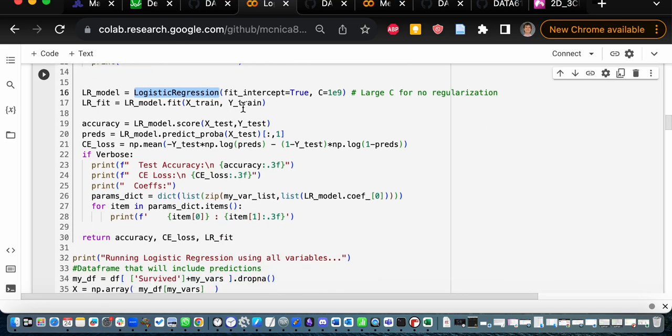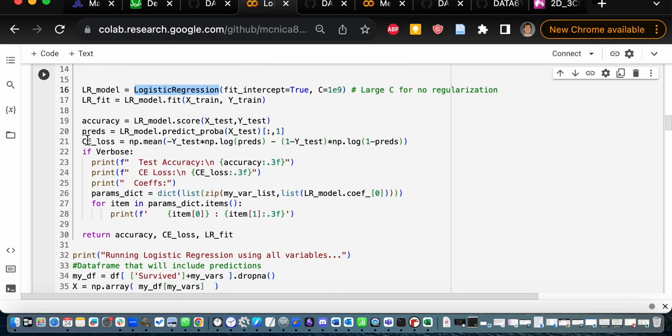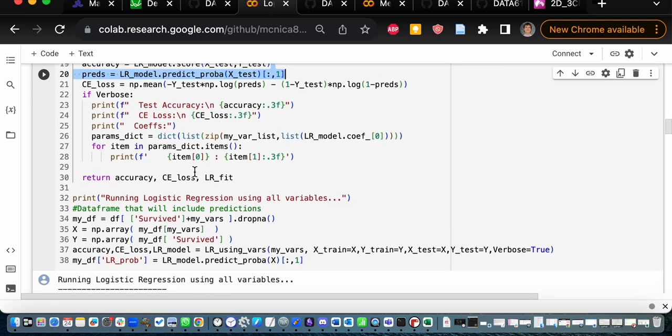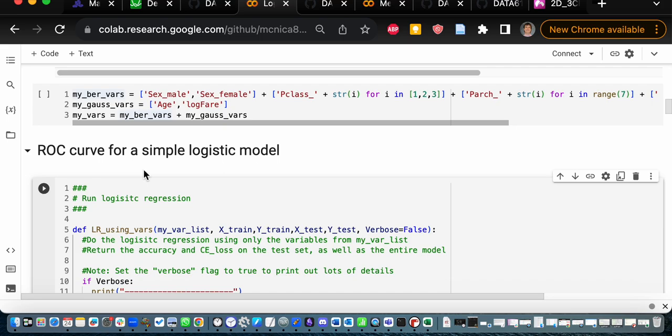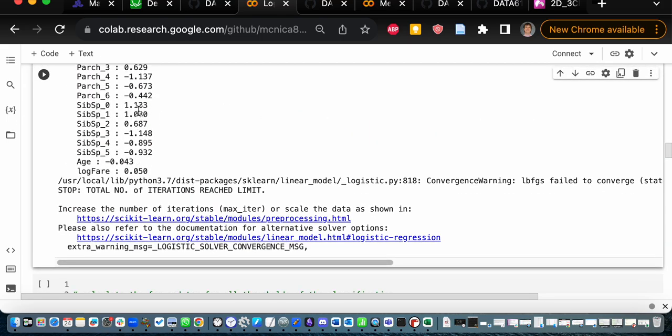And at the end of the day, you get a model, and you can calculate the cross entropy loss for that model. You can calculate the accuracy. You can calculate the predictions. And the other thing you can do is you can make this nice curve. Simple logistic model. This is telling me all the coefficients.